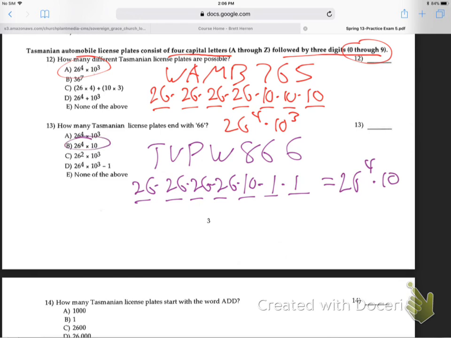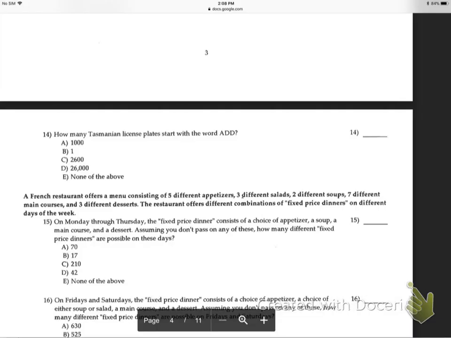Good. Move on. Unless you have questions. All's well. Okay, so you still have to have 4 letters, 3 digits. So like ADD 365 or whatever, right? 4 letters. I just picked one. 4 letters, starts with the word add, 3 digits. There's a license plate starting with the word add.